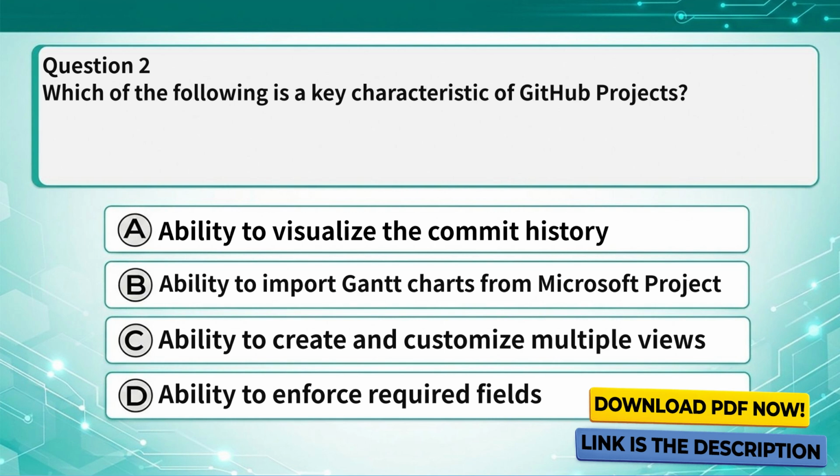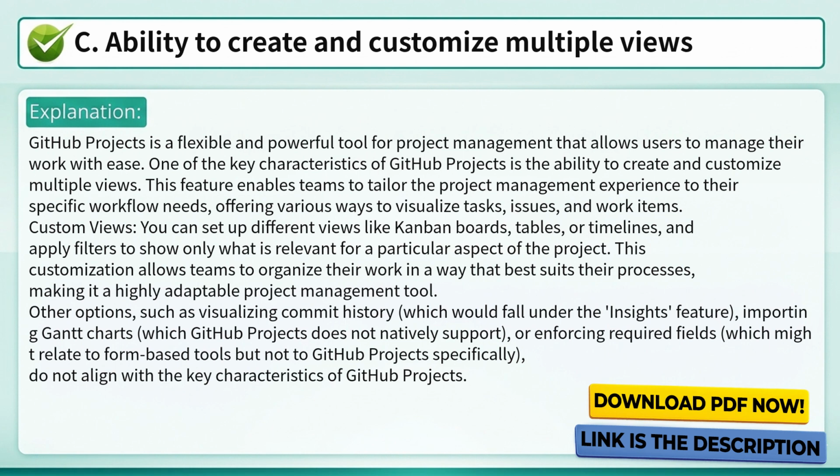Question 2. Which of the following is a key characteristic of GitHub Projects? A. Ability to visualize the commit history. B. Ability to import Gantt charts from Microsoft Project. C. Ability to create and customize multiple views. D. Ability to enforce required fields. Correct answer, C. Ability to create and customize multiple views.